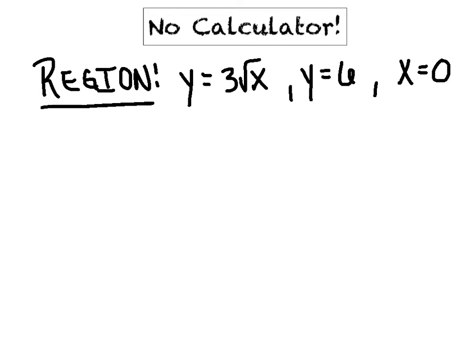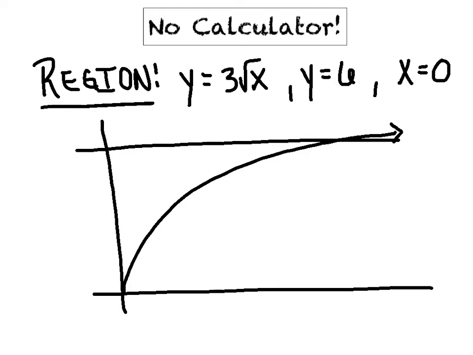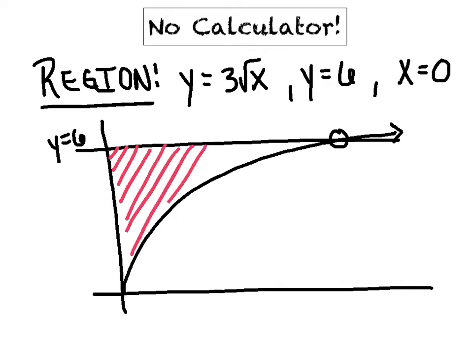First things first, let's see how good of a drawing we can generate here. We know what radical x looks like, so 3 times radical x is just a taller, steeper function. Y equals 6 is going to run right along there. Let's find that intersection point, but first I want to shade in. They're describing the region bounded in this neck of the woods right here. So we got that shaded in.